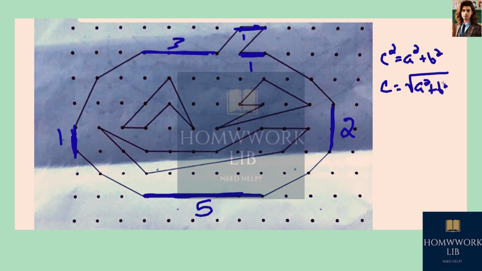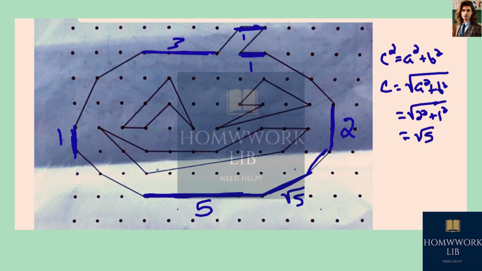vertical move. For instance, if we're going over 2 and up 1, that's 2 and 1 under the Pythagorean theorem. And so that would be the square root of 2 squared plus 1 squared, which is 4 plus 1, or 5. So we'd say this is the square root of 5.